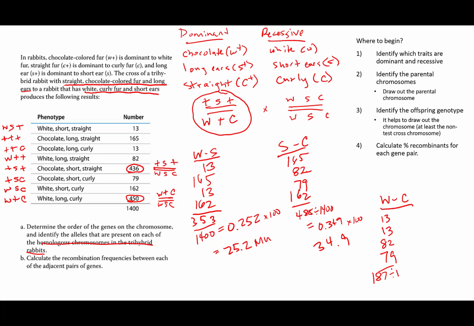Again, divide by 1400. That's the total number of offspring. That gives me my percent recombination for these two genes, which is 0.134 times 100, gives me 13.4 map units. Okay, I've solved this part right here.